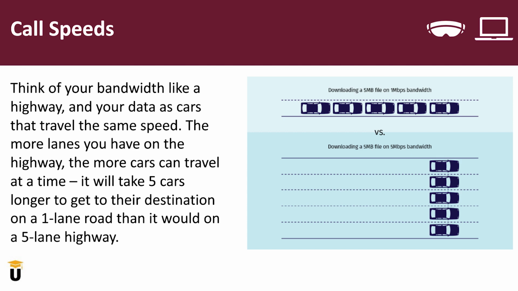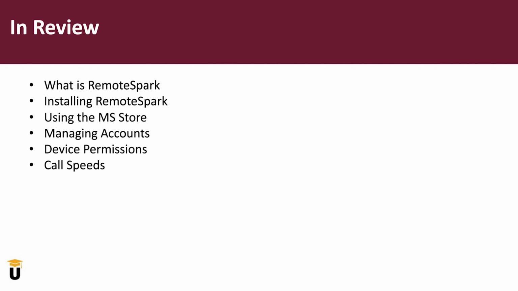So when you think about call speeds, think of your bandwidth like a highway, and your data as the cars that travel all the same speed. The more lanes you have on the highway, the more cars can travel at a time. It'll take 5 cars longer to get to their destination on a 1-lane road than it would on a 5-lane highway. In review, we talked about what RemoteSpark is, installing RemoteSpark using the Microsoft Store, managing your accounts, device permissions, and call speeds.